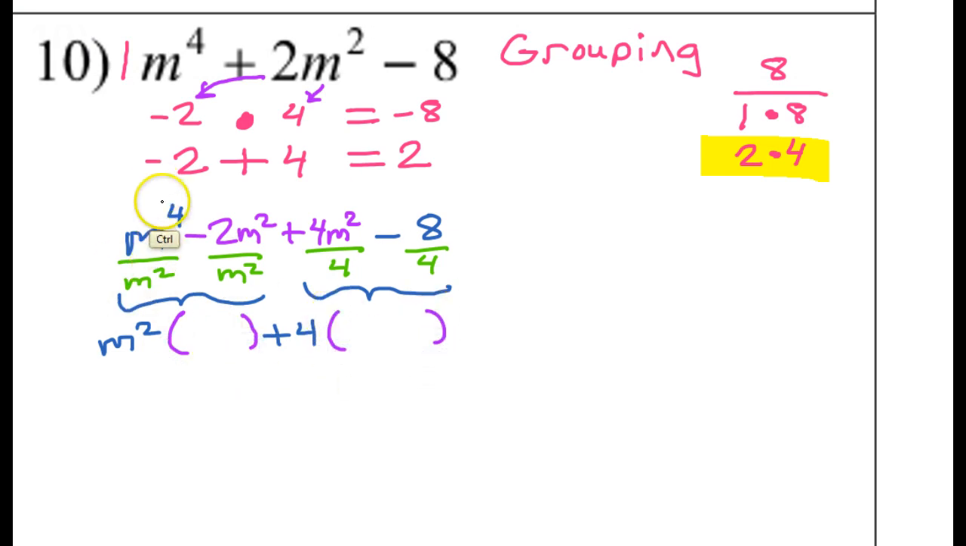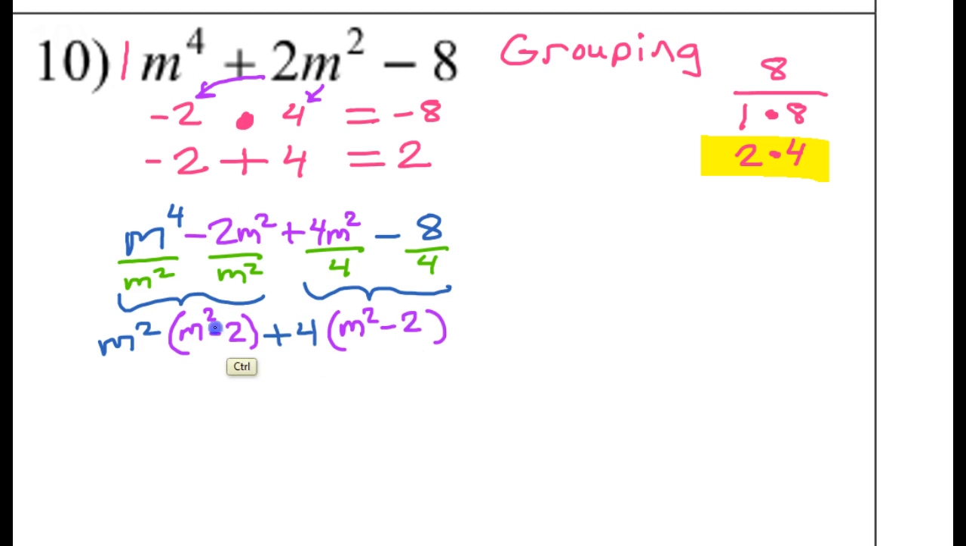Okay, so m to the 4th power divided by m squared is m squared. And then I'm going to have minus... The m squares cancel out, but I still have the 2. So I have m squared minus 2. And then meanwhile, over here, the 4's cancel out, and that's going to leave m squared. And negative 8 divided by 4 is negative 2.